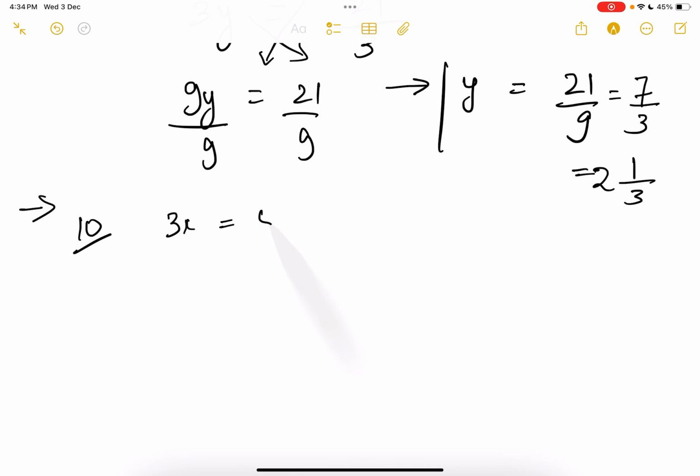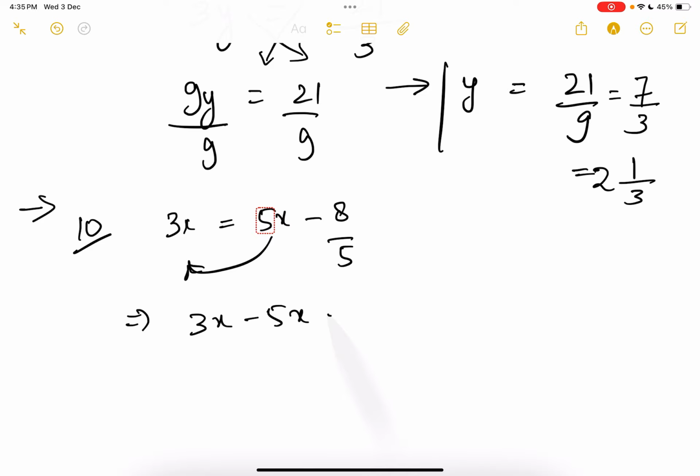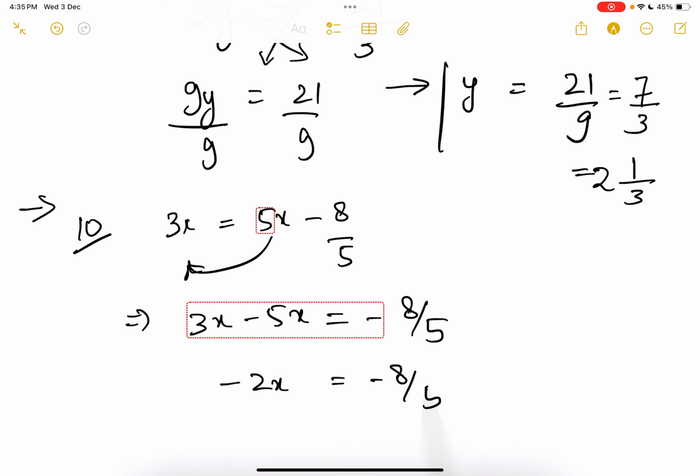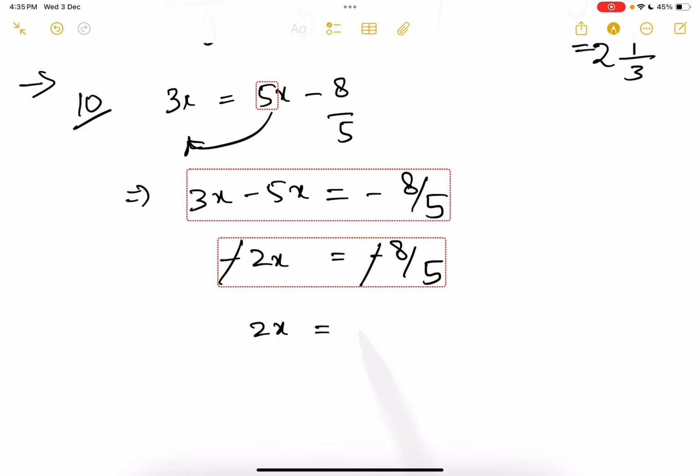3x is equal to 5x minus 8 by 5. So again, same thing. This is a constant. Fractions are also constants, I've told you. 3x minus 5x. It's a very easy question, nothing complicated. 2x is equal to minus 8 by 5. Now one more thing, if you have a minus sign on both the sides, you can cancel that out. So 2x is equal to 8 by 5.